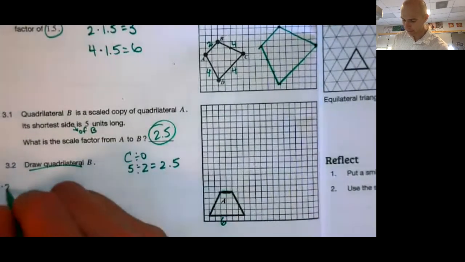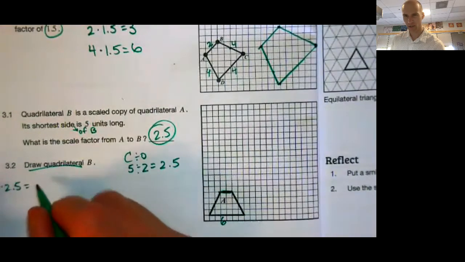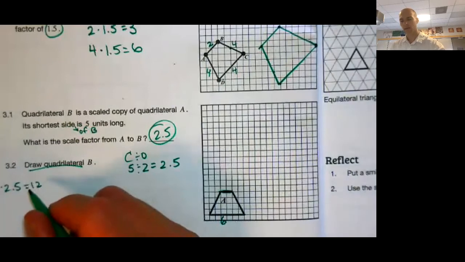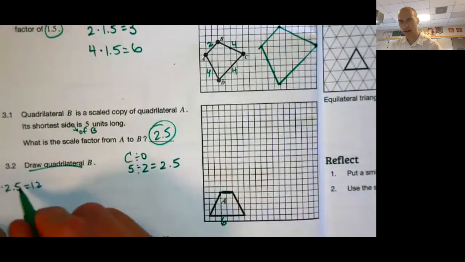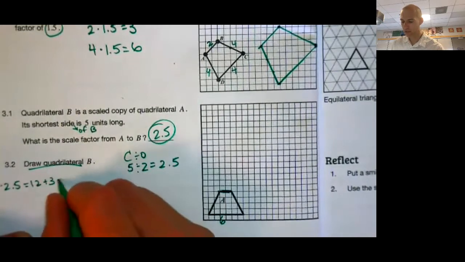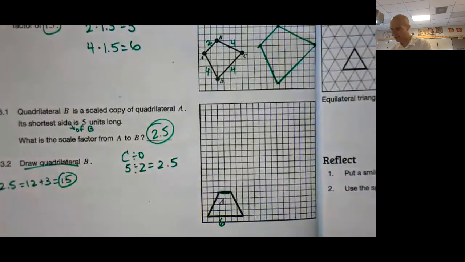So when we multiply that by 2.5, well, 6 times 2 is 12. So let's do this in pieces. 6 times 2 is 12. And then 6 times 0.5, or half of 6, is 3. So the answer is 12 plus 3, which equals 15. So we need to make this 15 boxes long. It's almost like we need to turn the paper to even be able to make that happen.